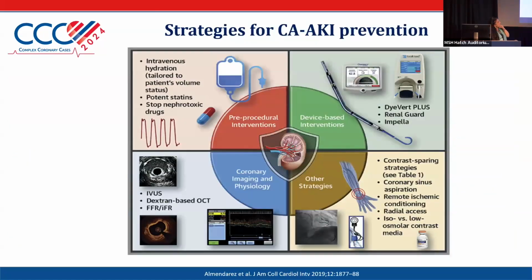So the strategies are easy. Pre-procedural intervention with intravenous hydration. Statins, interestingly enough, and I'll show you the data there, and stopping the nephrotoxic agents. So you've got to ask them, many of these patients take naproxen and anti-inflammatories that are causing the efferent arteriolar vasoconstriction. You want them to stop those meds before they come.